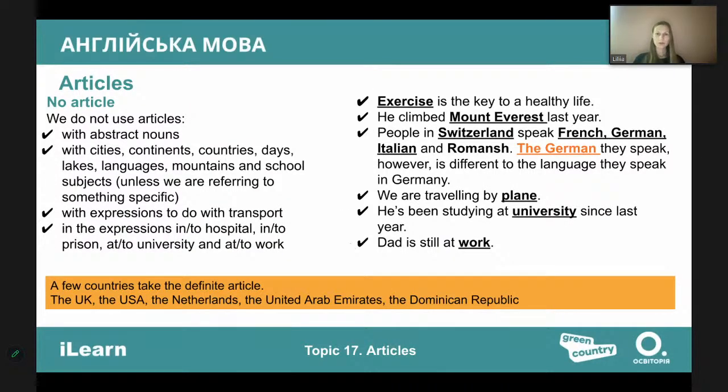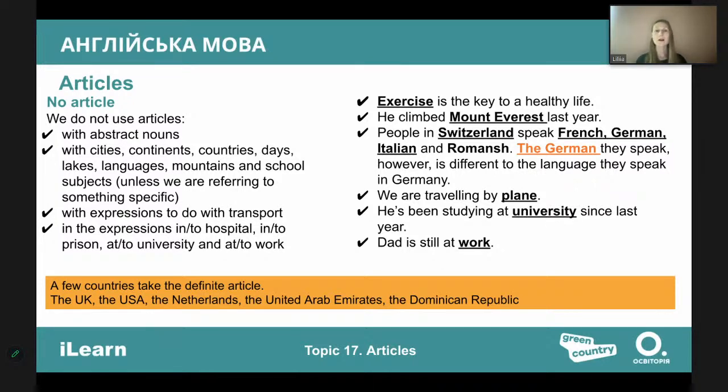So we don't use any articles when, first of all, we speak about abstract nouns, абстрактні іменники, so you cannot feel, you cannot touch, you cannot see it. For example, exercise, like тренування, is the key to a healthy life, or love is what every person needs, кохання, yeah? So it's hard to measure it somehow. It's completely abstract, so no article.